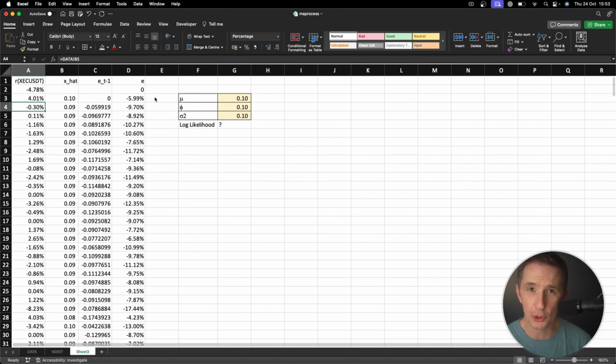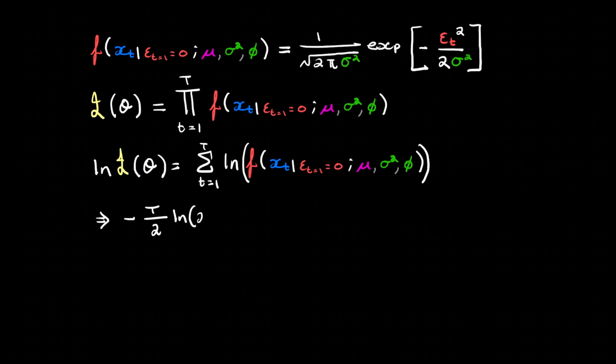I'll probably do a YouTube short to show you how to get from the standard function to the log function version. It's basically just the logarithm of the likelihood function given our parameters is equal to minus big T over 2 times the logarithm of 2 pi, minus big T over 2 times the logarithm of the variance, minus sigma epsilon sub t squared over 2 times the variance.